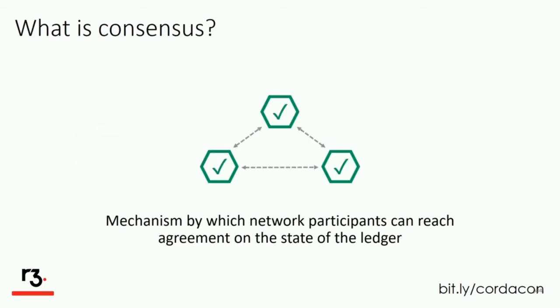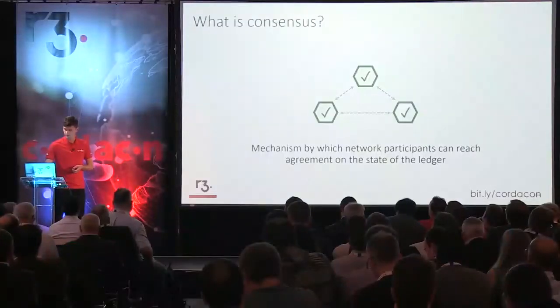So let's begin with a quick definition of what we mean by consensus here. In computer science, the distributed consensus problem is a classic problem where we have multiple processes trying to reach agreement on some specific data. And in blockchain, that essentially translates to the mechanism by which network participants can reach agreement on the current state of the ledger. And usually, the consensus protocol used is one of the key design aspects of a blockchain platform.